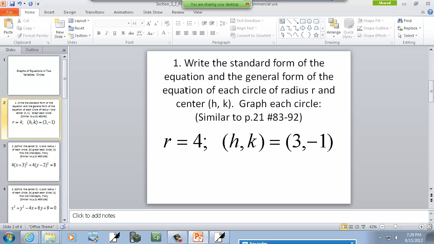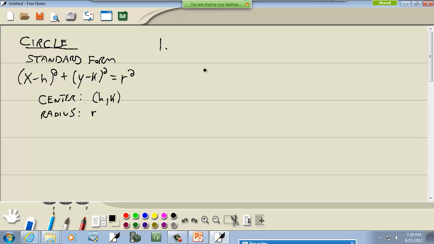First one says, write the standard form of the equation and the general form of the equation of each circle of radius r and center (h, k). Graph each circle. So they tell us r is equal to 4, and they give us the center (h, k) is (3, negative 1). Well, this is telling us directly this is h and this is k. And of course this is r.